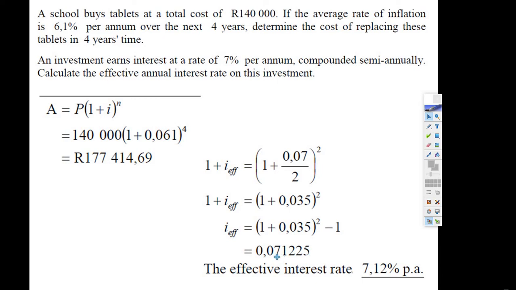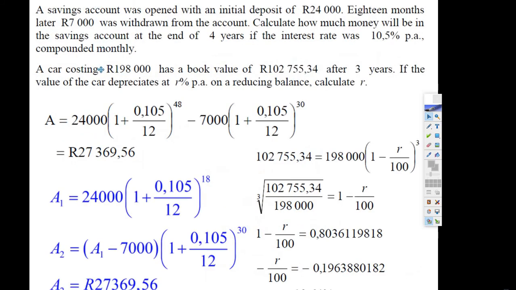Should be a little bit bigger than 7%. In fact, it is. It's 7.12. Just move it over 2 places. That's called the effective interest rate. 1 year of interest minus 1. Let's look at the next question.